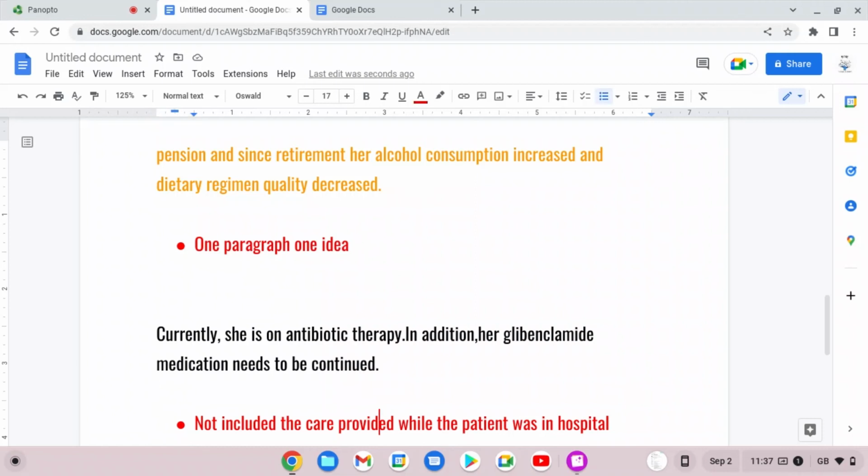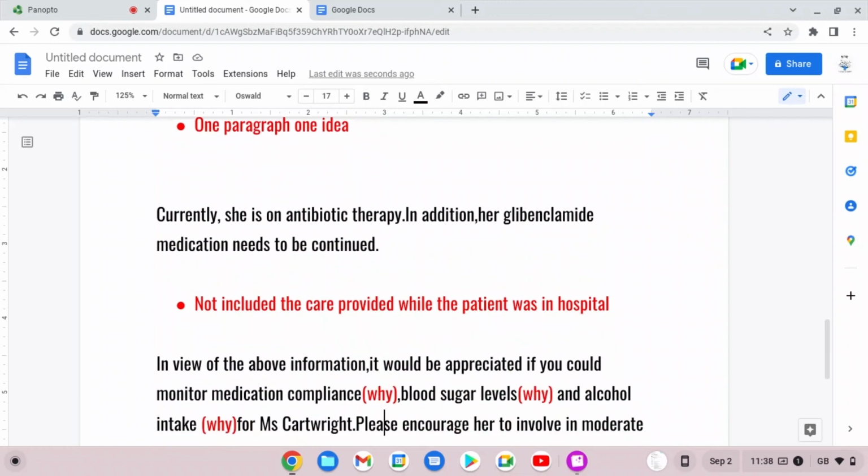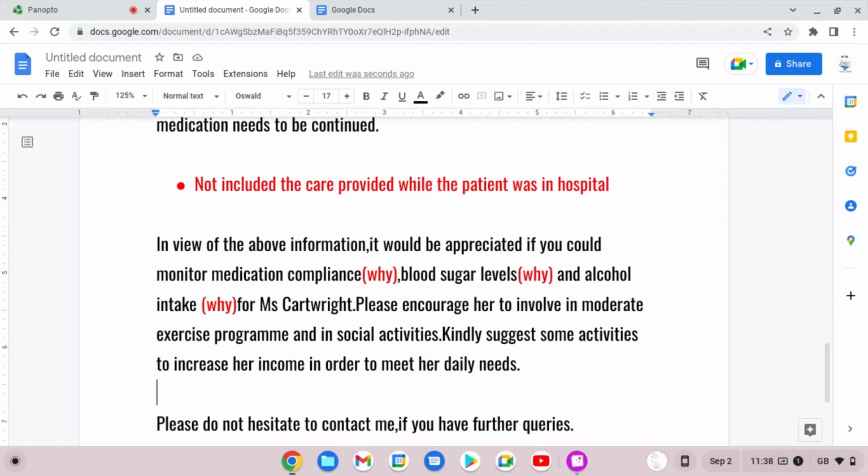Then again you have to include what care was provided to the patient in the hospital. In the information given, as we discussed while discussing the case note itself, you can include all the information like why we need to monitor medication compliance, why we need to monitor blood sugar levels, and why we need to monitor alcohol intake. You should ask these questions, and you will get the answer from the case note. Then you can restructure this letter and correct it.